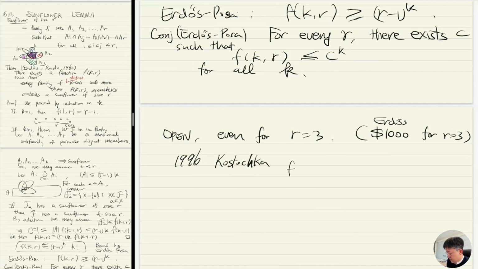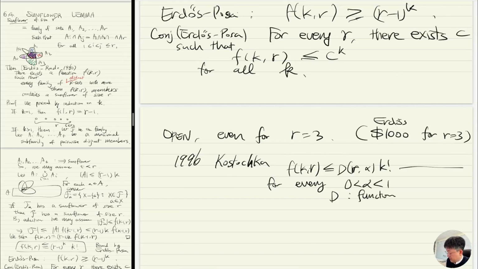proved that f(k, r) can be shown to be less than some constant times k factorial times another constant. This is some function depending on r and alpha. And I didn't say what alpha is: for every alpha between 0 and 1, and d is some function. And we have (log k squared divided by alpha log k) to the k. That was a previous bound.